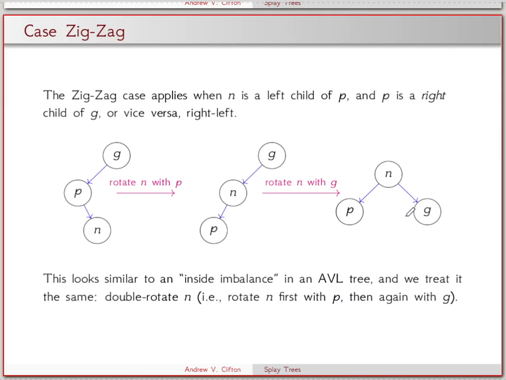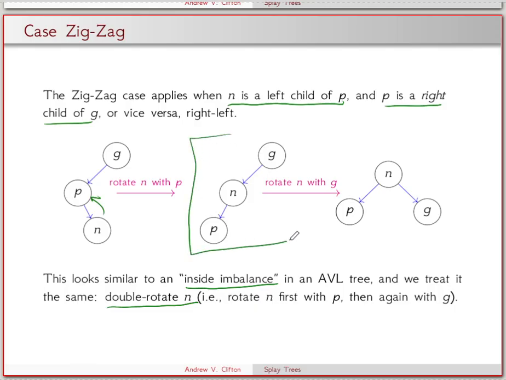A zigzag case is when n is a left child of p, and p is a right child of g, or vice versa. So we have this zigzag shape here. And if this looks like the inside imbalance from AVL trees, you're not wrong, and we're going to treat it the same. We're going to double rotate n. So first we're going to rotate n up. That gives us this shape here in the middle. And then we're going to rotate n again, which gives us the final shape over here on the right-hand side.